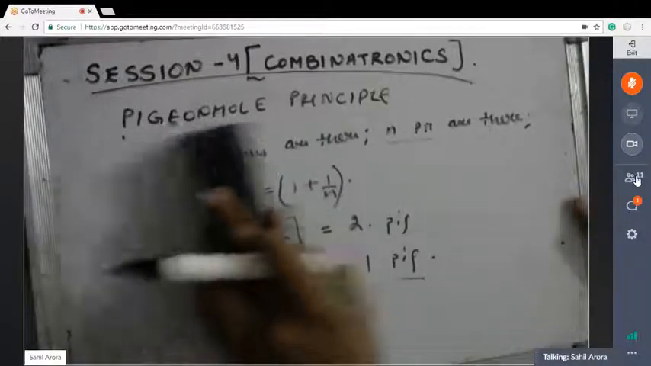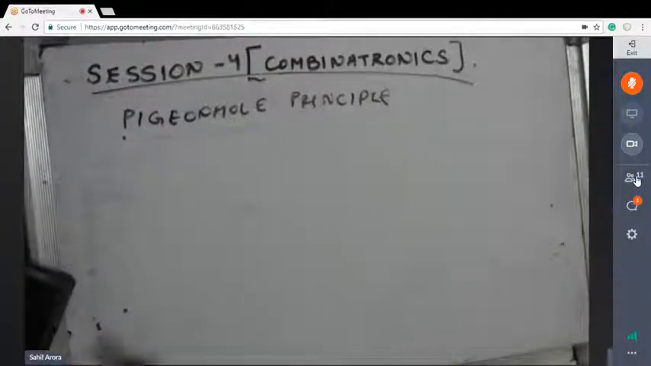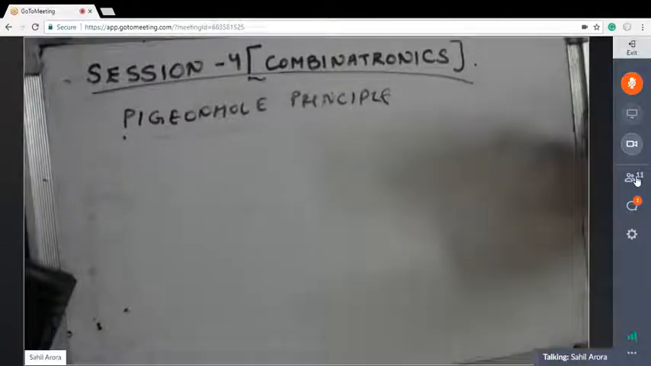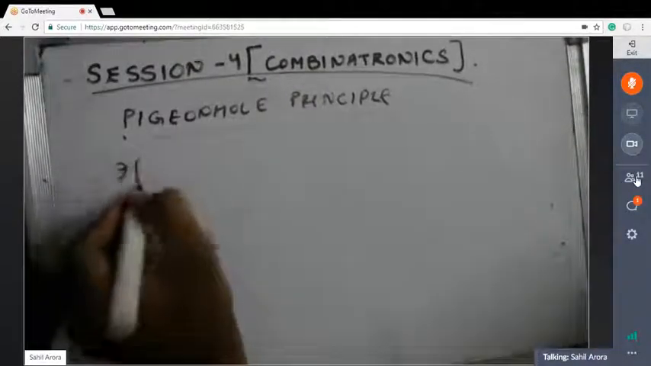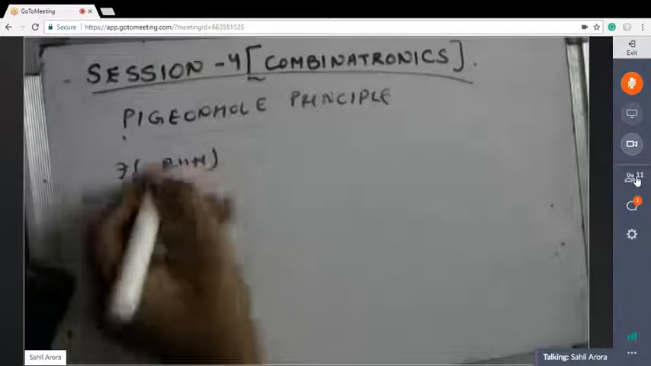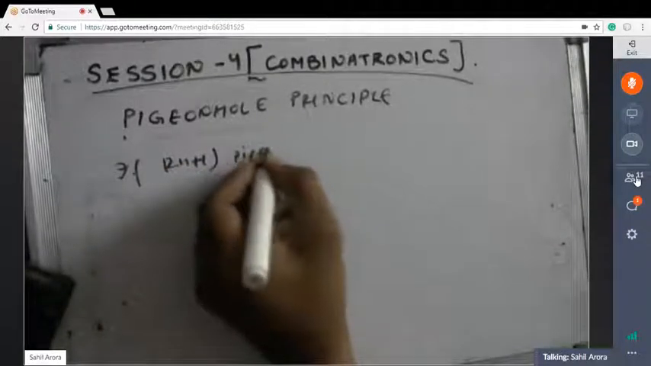So let's move forward. Now let's try to extend this concept to something else and understand with the help of this. Let's say now we have 2n plus 1 number of pigeons and n pigeonholes.